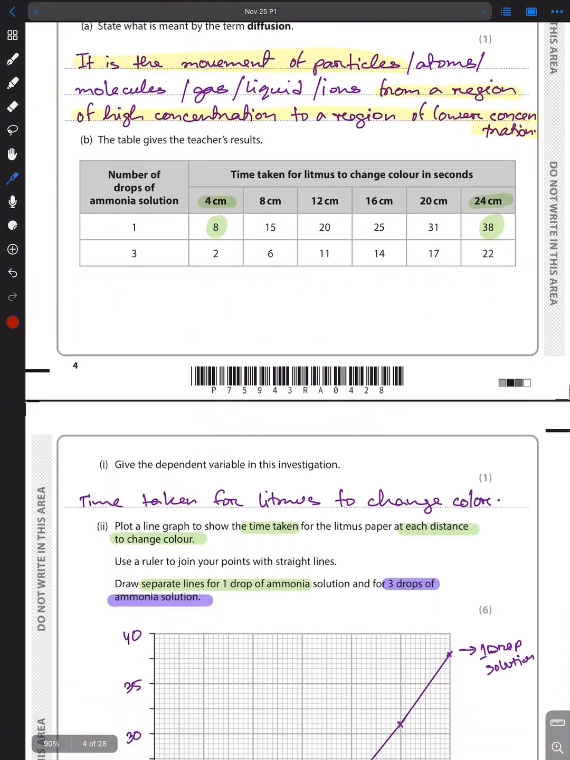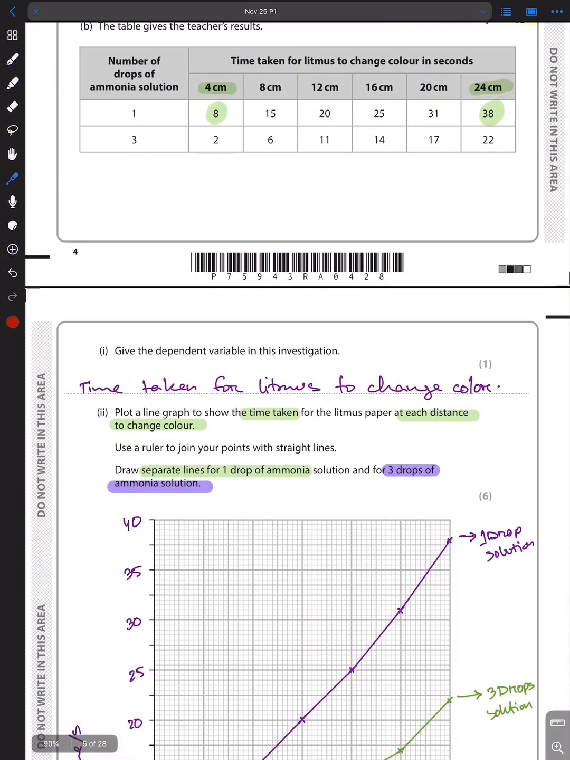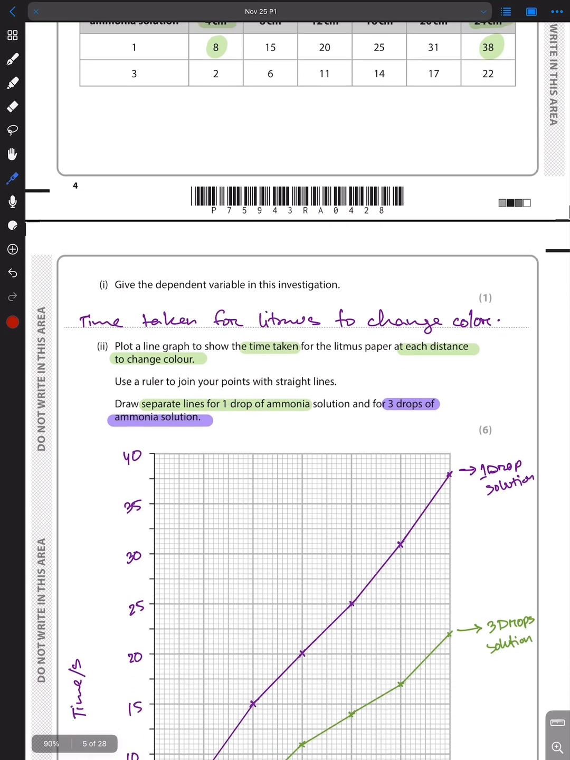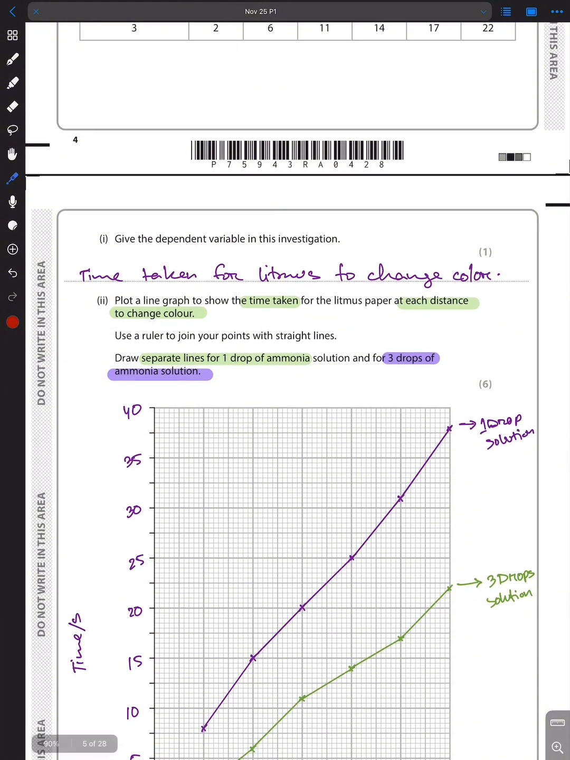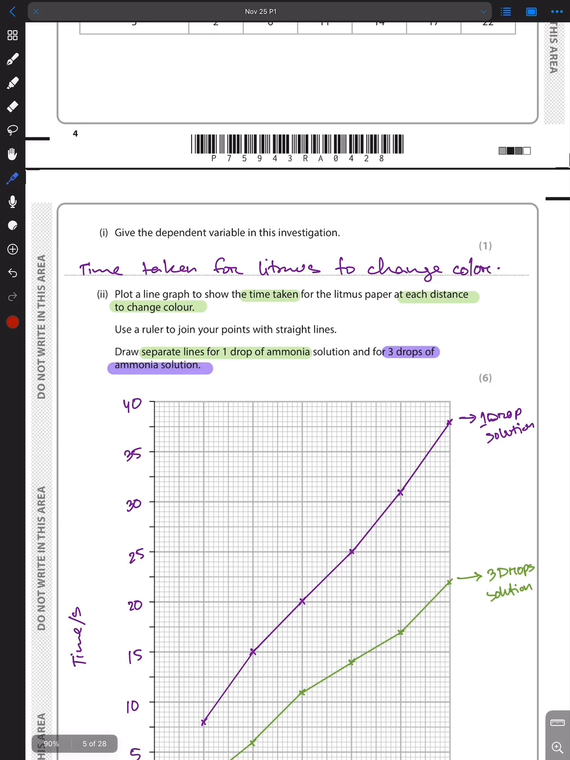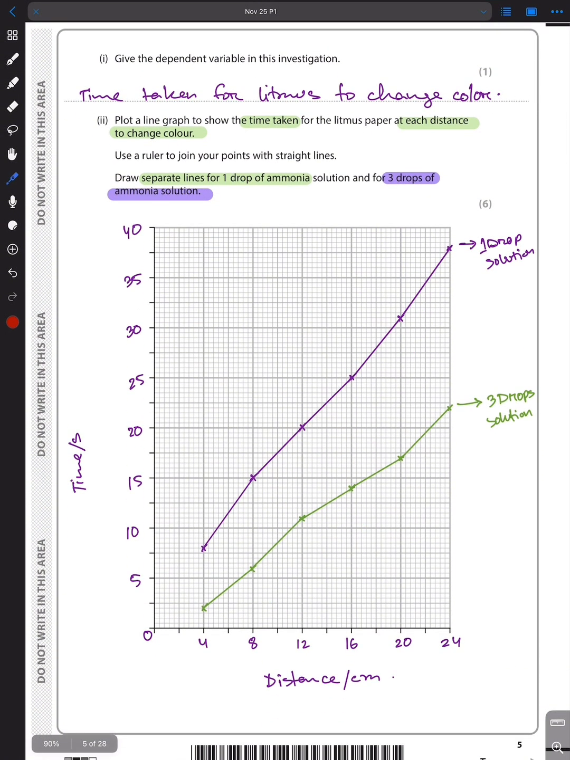Now we are moving on to 2B1. Give the dependent variable in this investigation. As I have said, time taken for litmus to change color is our dependent variable. We have to be very clear when we are writing about these variables because it's better to be clear and specific to ensure the mark. Now B2.